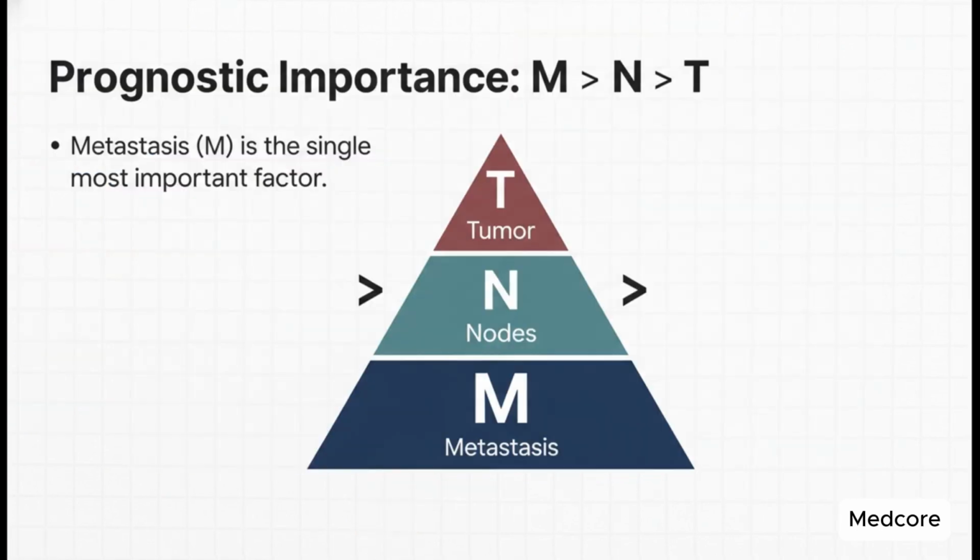This little pyramid shows you the hierarchy within the TNM system perfectly. While T and N are definitely important, the presence of M, distant metastasis, is the single most powerful prognostic factor. And why is that? Well, once a cancer has metastasized, it's not a local problem anymore. You can't just cut it out.